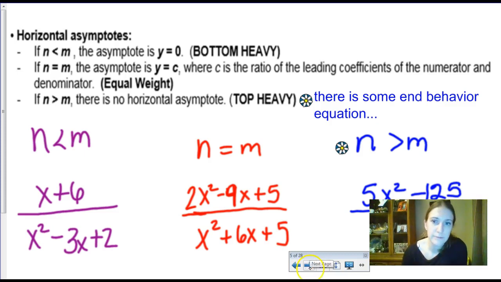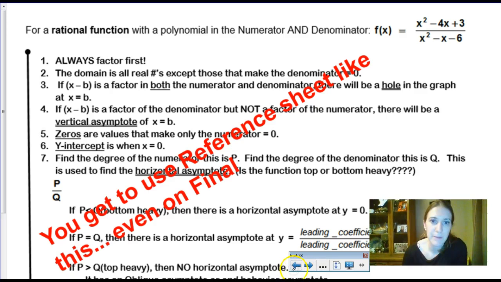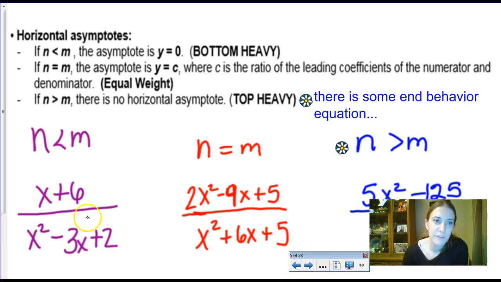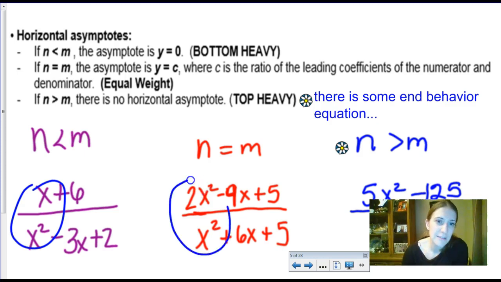Here's another little sheet about top heavy, bottom heavy. These are some nice examples of, this is bottom heavy. See how there's a bigger one in the bottom? It's quadratic. This is equal weight, quadratic over quadratic. So if you look at the coefficients, 2 over 1 is going to be our horizontal asymptote, so y equals 2. And then here, see how it's top heavy? We have a quadratic over a linear. That means we're going to have an oblique one.